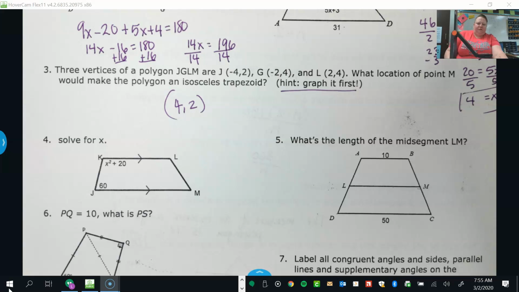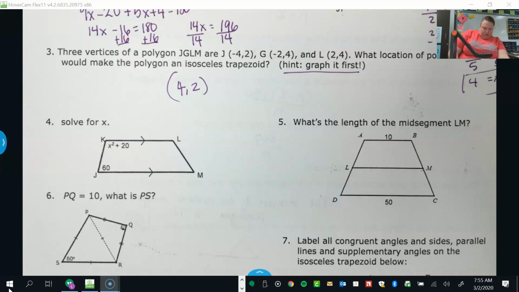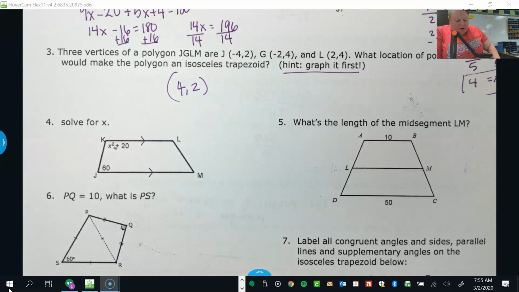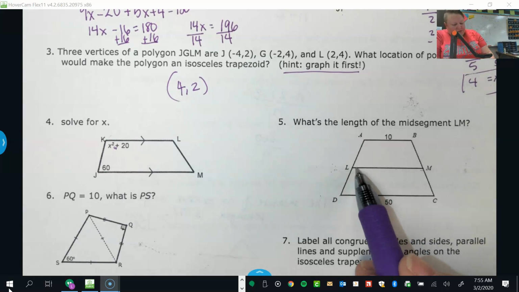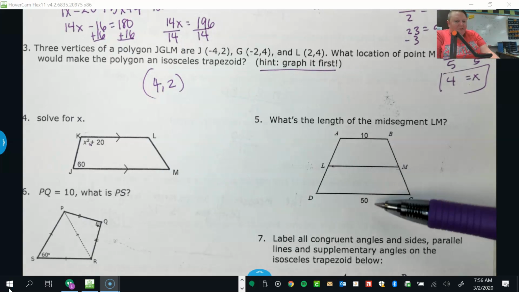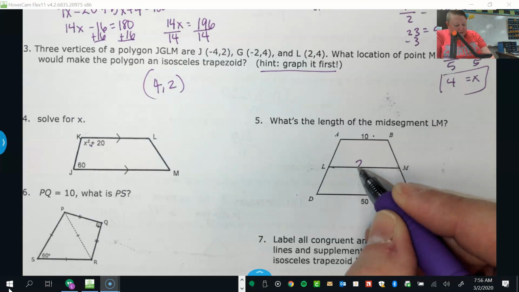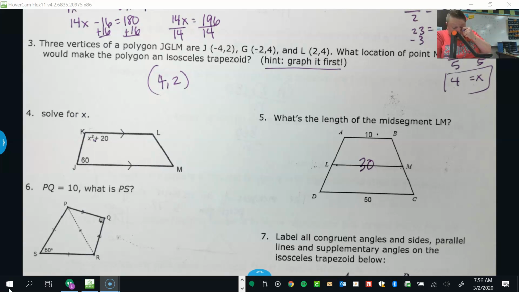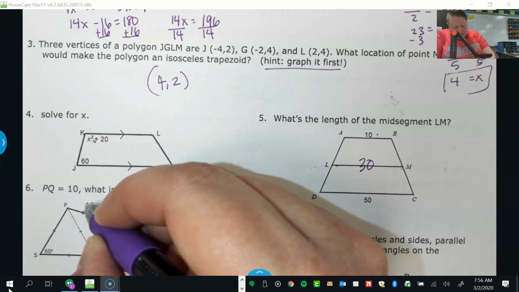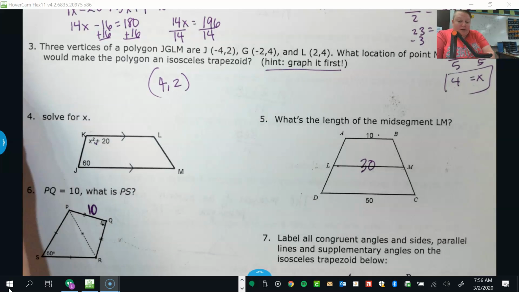Number 4 says solve for x. We're going to skip that one. I could do it, but in our L-level classes, I don't think we've learned how to deal with x squared. All right, what's the length of the mid-segment? Remember that the mid-segment is half of the sum of the bases. So 50 plus 10 is 60, divided by 2 is 30. If PQ is 10, what's PS? We'll come back to that one. I don't think that's something we're dealing with in my L-level classes.